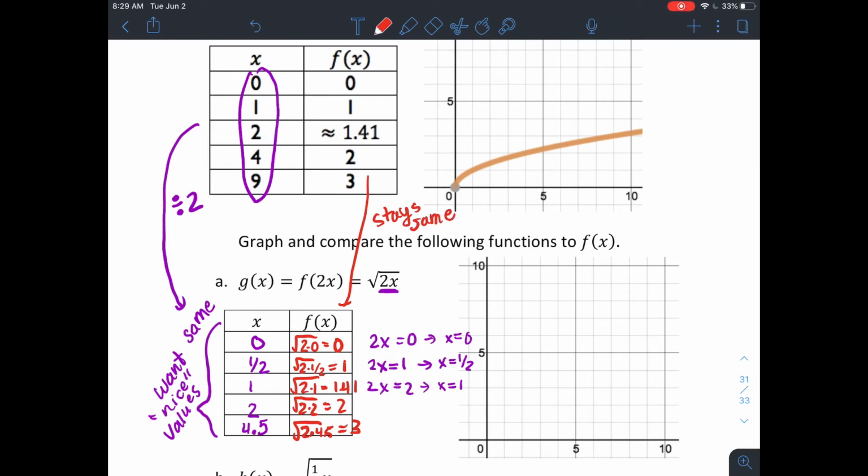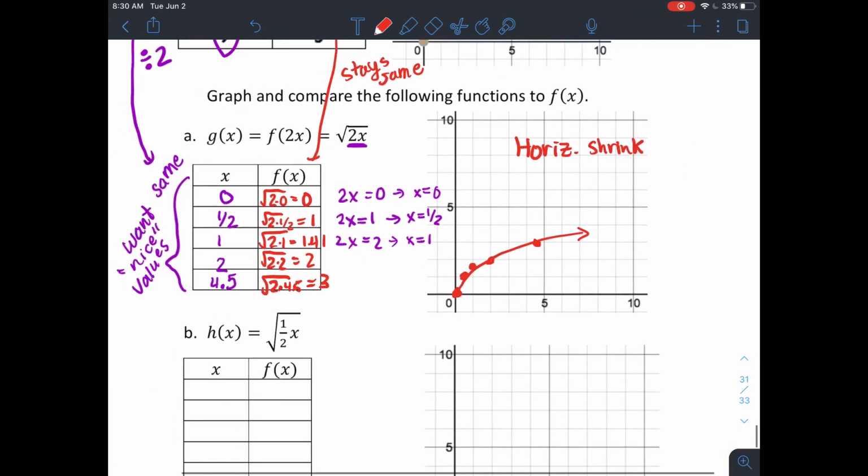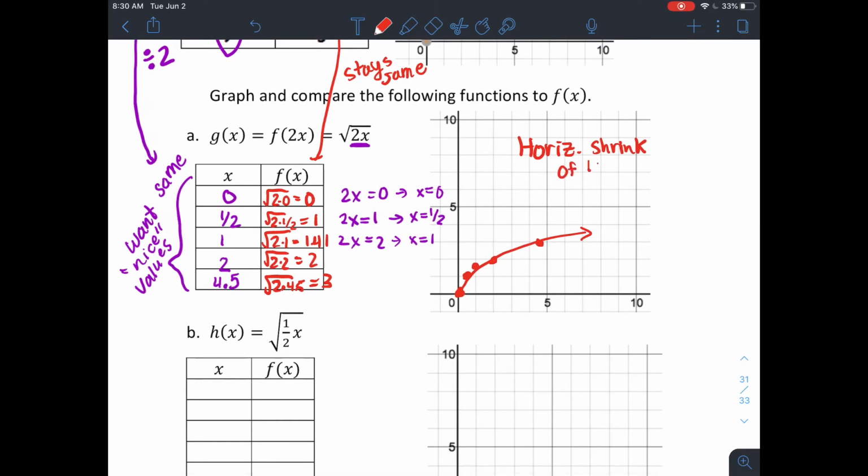So if I graph my points for square root of 2x, you have to be a little bit careful here because some of them are kind of close together. Since essentially it's my original function with all of the x values divided by 2, this is a horizontal shrink because everything kind of got compressed backwards. It's only expanding half as far out horizontally as it would have on my parent function. So that's a horizontal shrink.